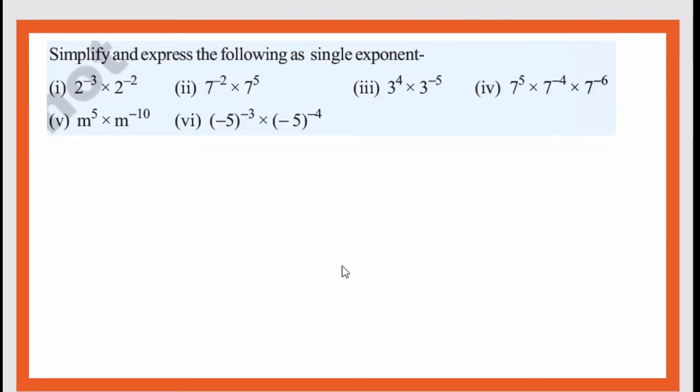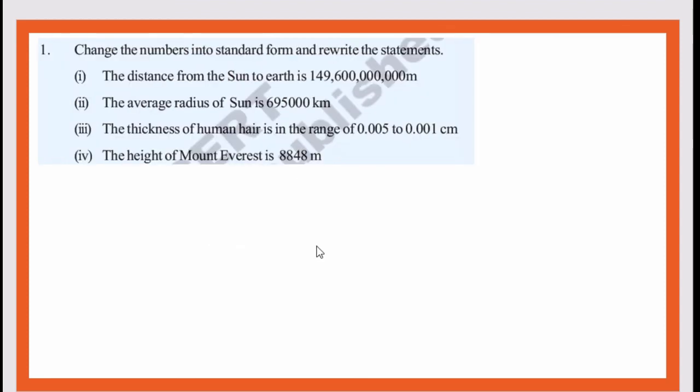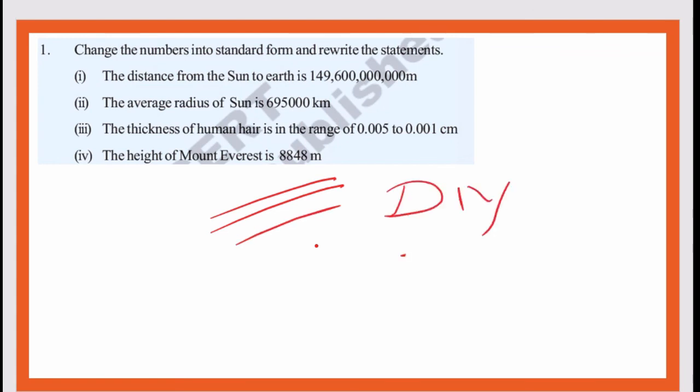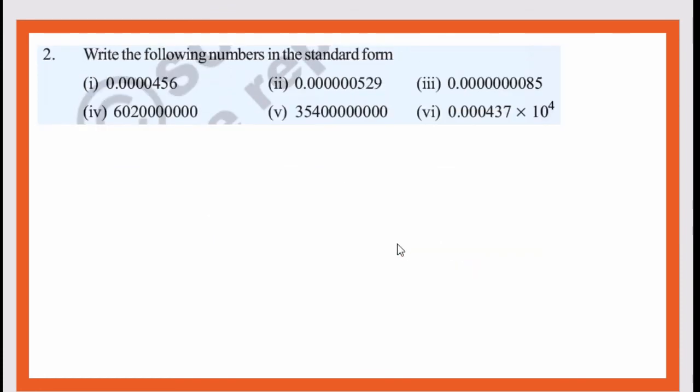All these things you can do yourself, right? Do it yourself using the conditions. These also you can convert into standard form. These are also do-it-yourself problems, so please try to solve each and every problem. Next, these are also converting into scientific notation form. All these are nothing but practice.